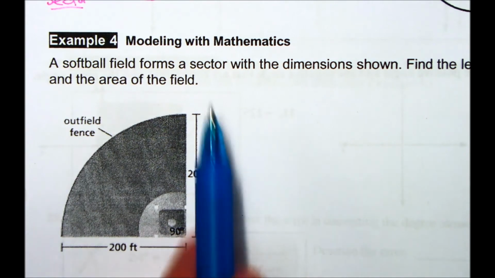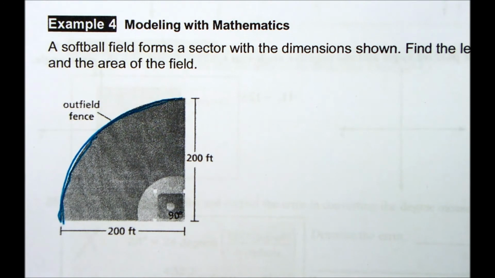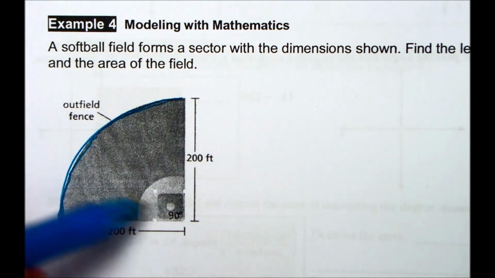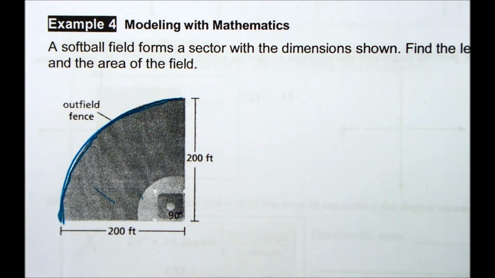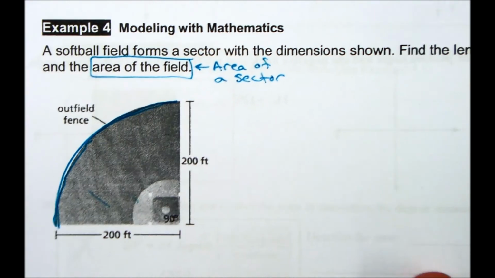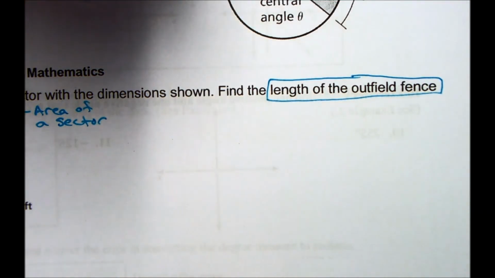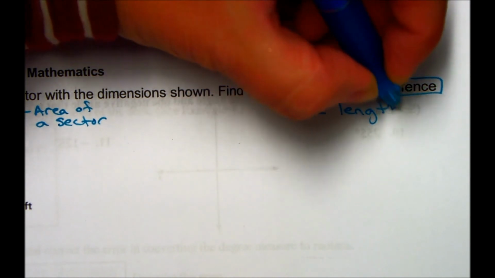Okay, so here we have an example. It's a softball field, and the softball field forms a sector with dimensions shown. And we want to find the length of the outfield fence and the area of the field. So the outfield fence is basically the arc. If we're wanting to find the length of that fence, we're basically finding the arc length. If we want to find the area of the field, then that's the area formula. So for the area of the field, we're going to use the area of a sector formula. And for the length of the outfield fence, this is basically the arc length. So we have to find both.